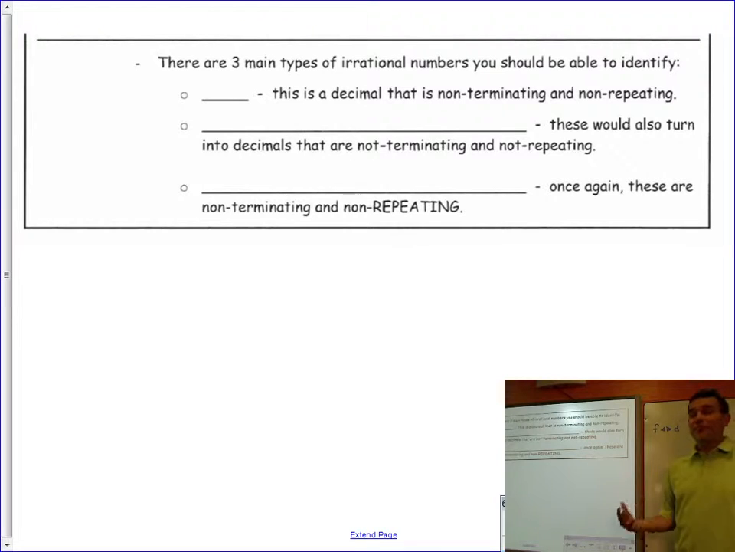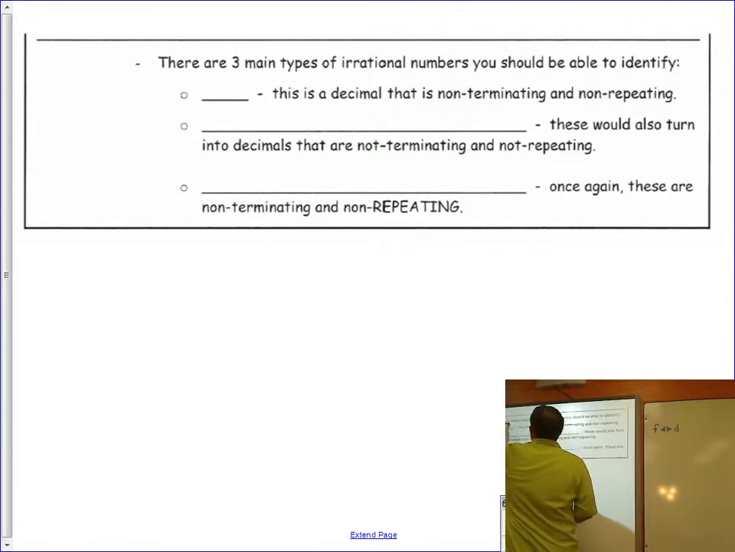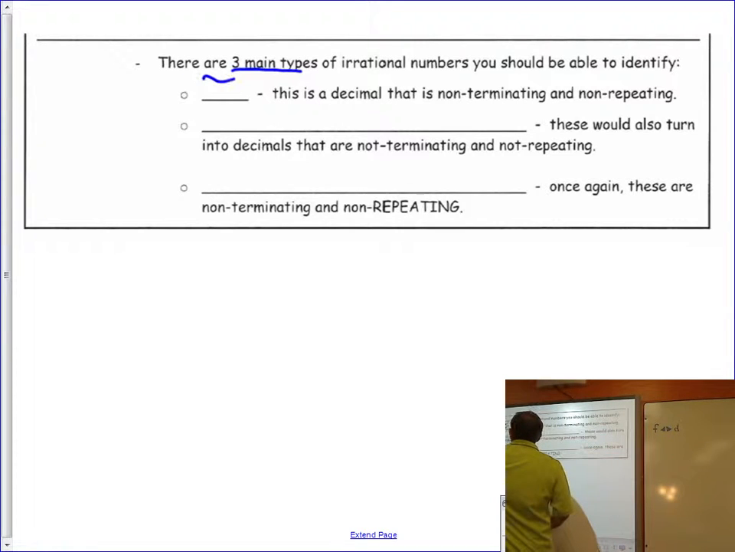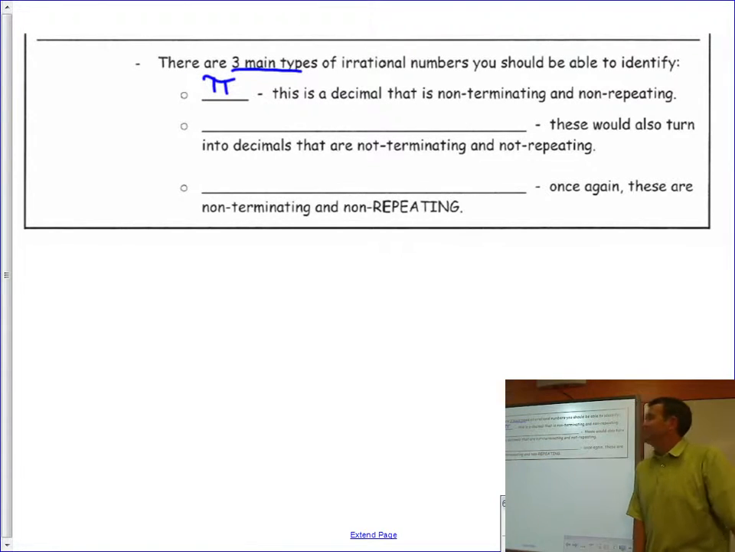Okay, so there are three main types of irrational numbers I'd like you to be able to identify. The first one is easy. Most of you know it. It's pi. Pi is an irrational number, probably the most common irrational number. It's a non-terminating, non-repeating decimal. How many digits can you name pi to? 3.14159? Can you keep going? There's more.